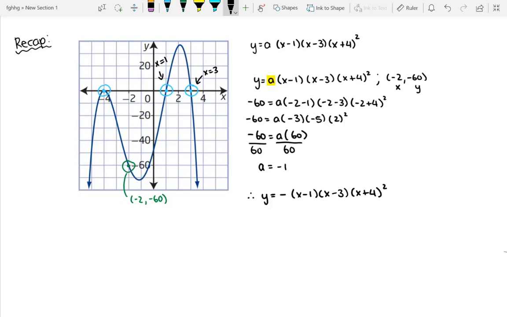All right, so remember, your first step here is to create your family of equations. The second step is to choose a point and solve for your a value. And then your third step is to write down the equation that I'm looking for. Alrighties, let's take a look at another example. I'm just going to scroll down.